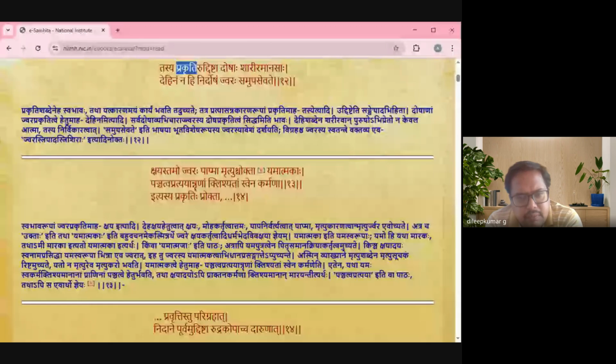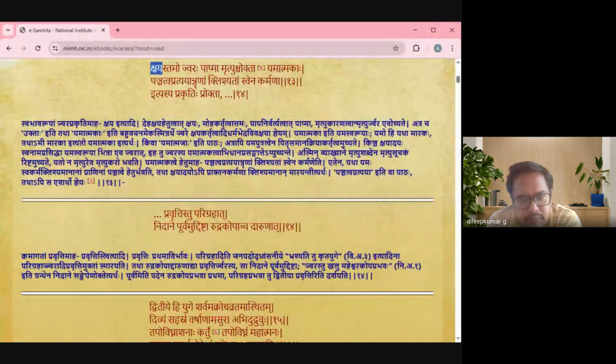Some more characteristic features or Prakriti: it represents Shaya, Tama, Papma, Mrityu, Yamatmaka. So these are all the Prakriti of Jwara.